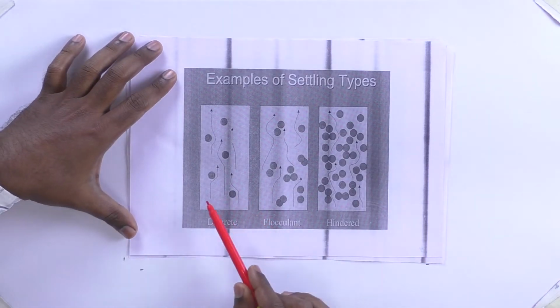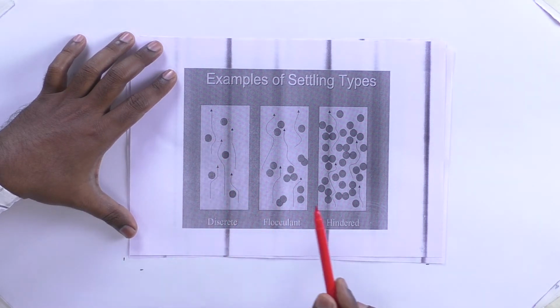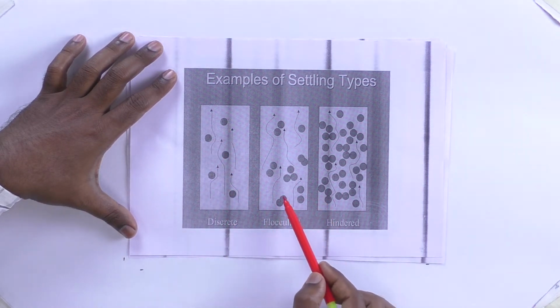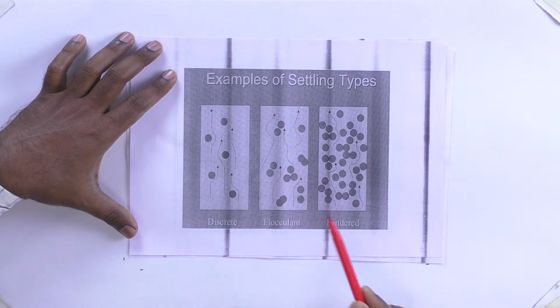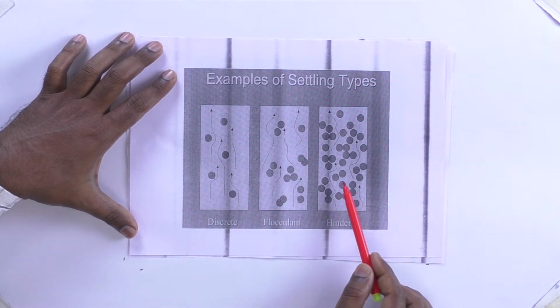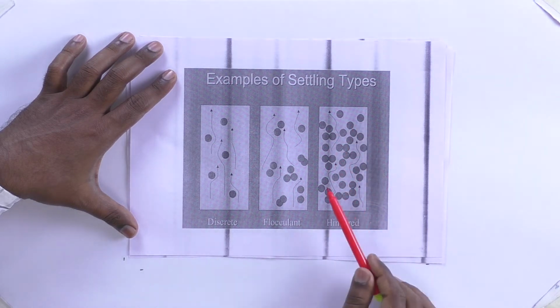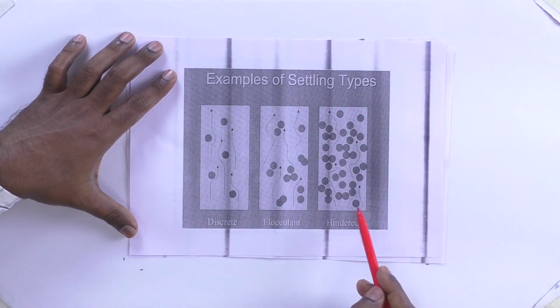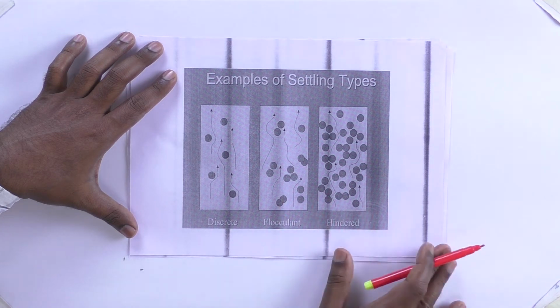So if you see here, discrete settling, the particles are settling down individually. In case of flocculant settling, the particles are joined together and then settle. In hindered settling, these flocks become a bigger size and do not allow the water to move on. So the particles will be dense in this hindered settling. So these are the different types of settling we have.